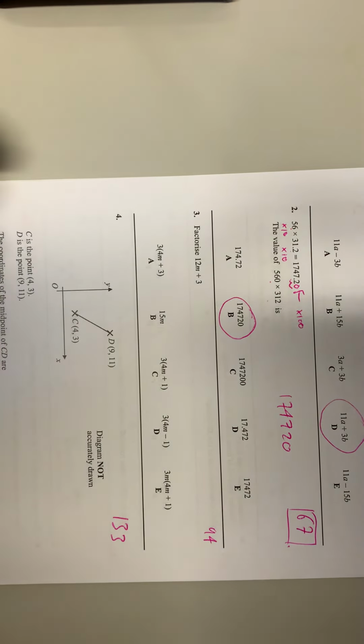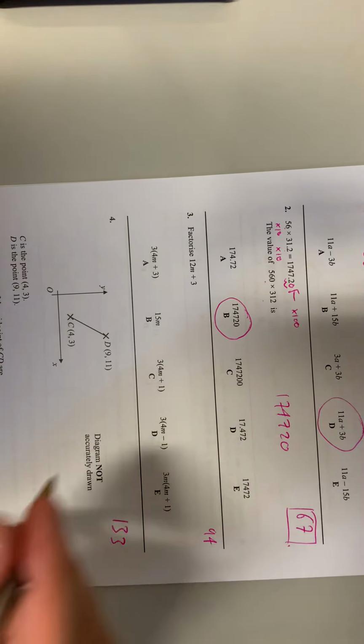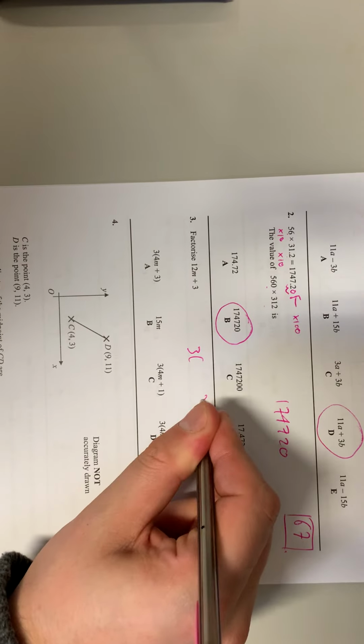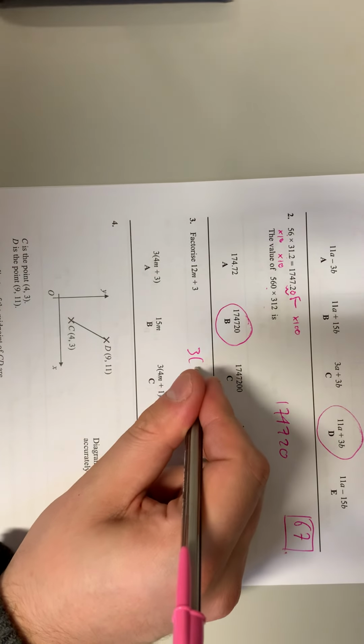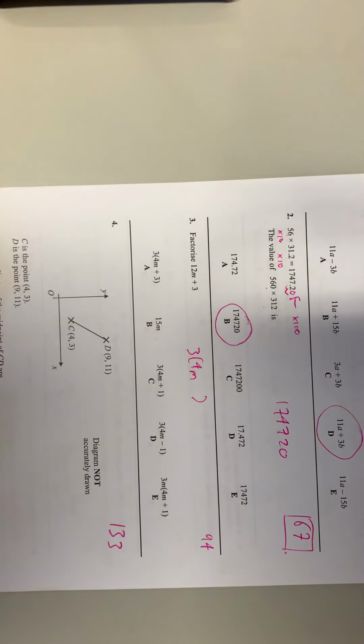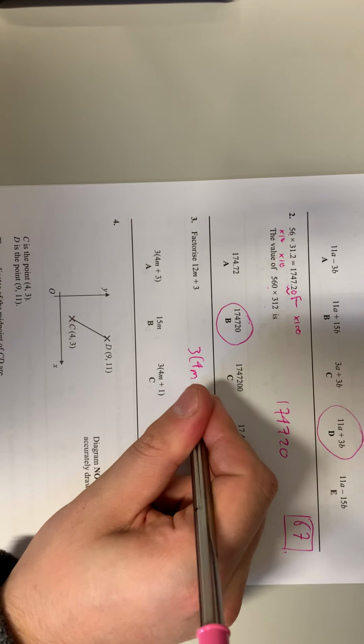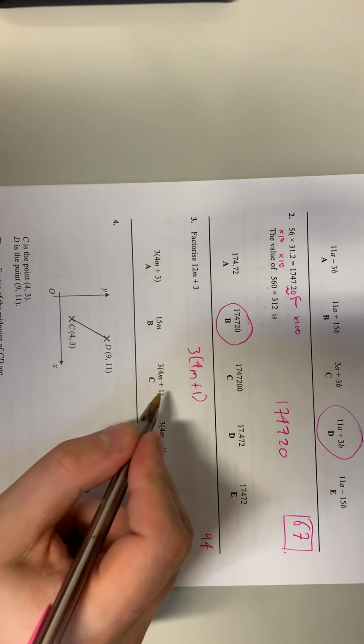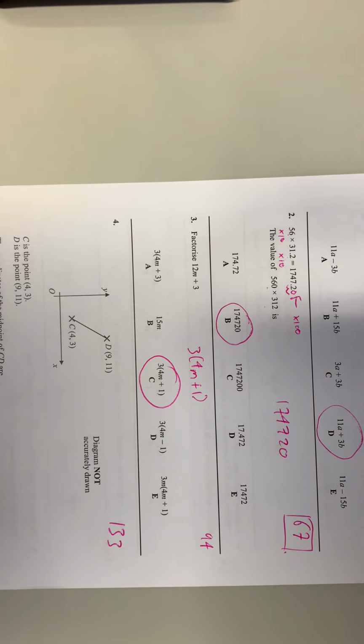Question 3. Factorize 12m and 3. So the common factor out of 12m and 3 is 3. So I know there's got to be a 3 outside my bracket. 12 divided by 3 is 4. M remains. 3 divided by 3 is 1. Therefore 1 remains. So it should be C.